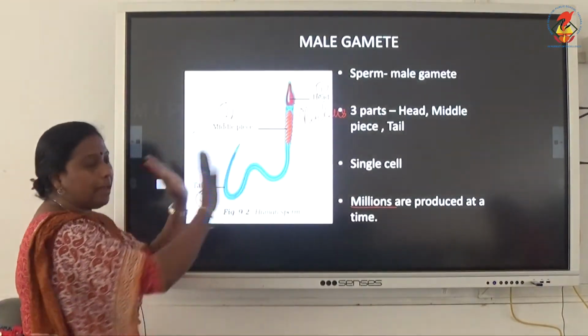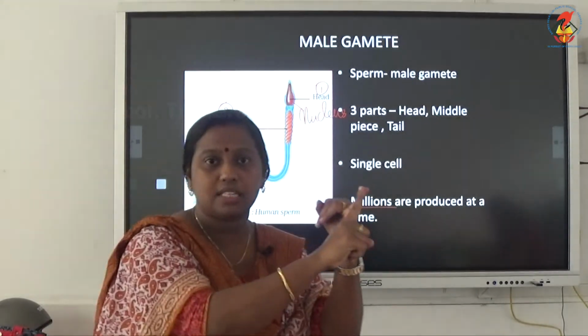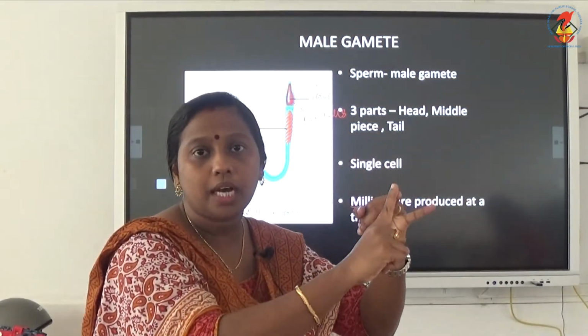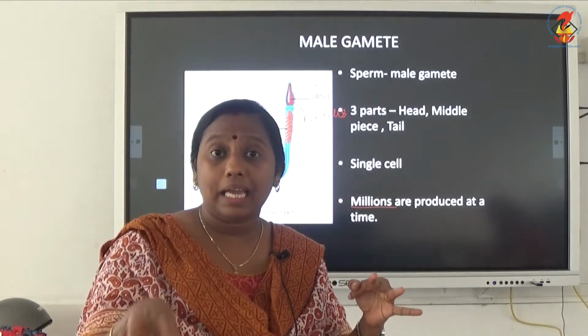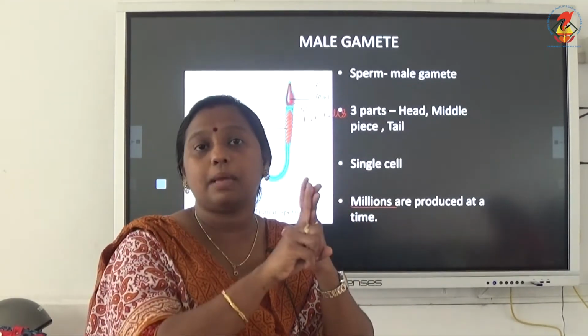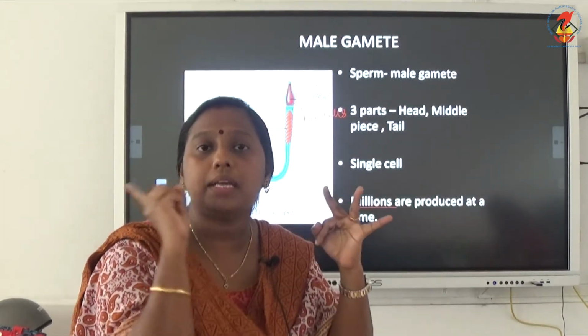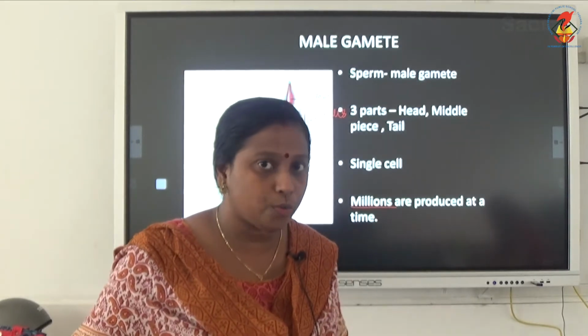So with this the male reproductive system is over. The male reproductive system consists of a pair of testes, a pair of sperm ducts and then a single penis. Inside the testis the male gamete called sperm is produced. The sperm again has 3 parts: a head, a middle piece and a tail. Hope this male reproductive system is clear for you.